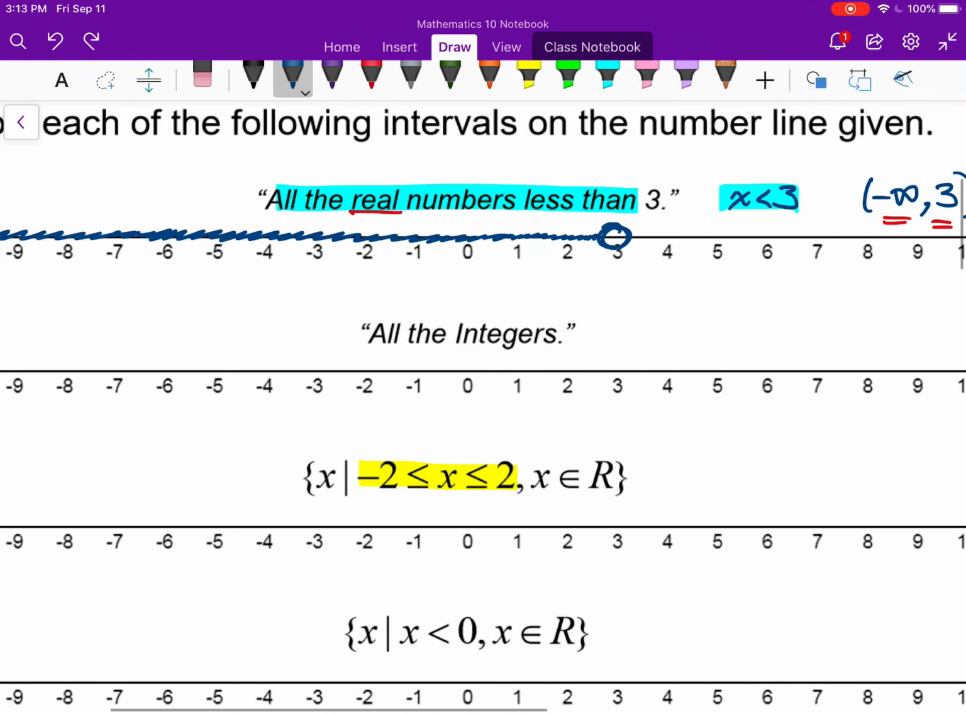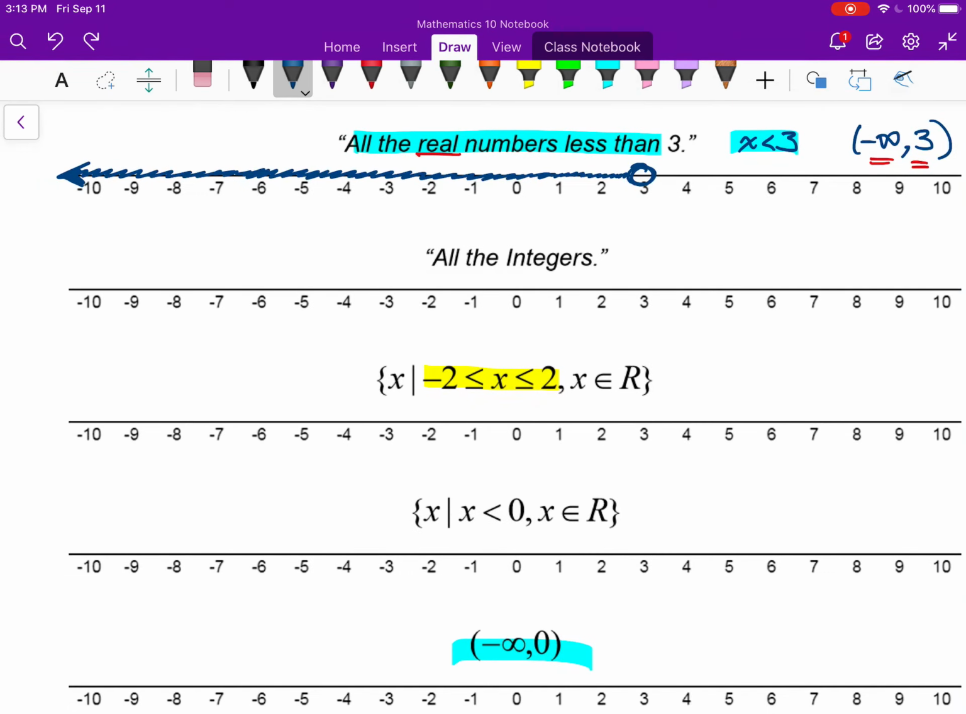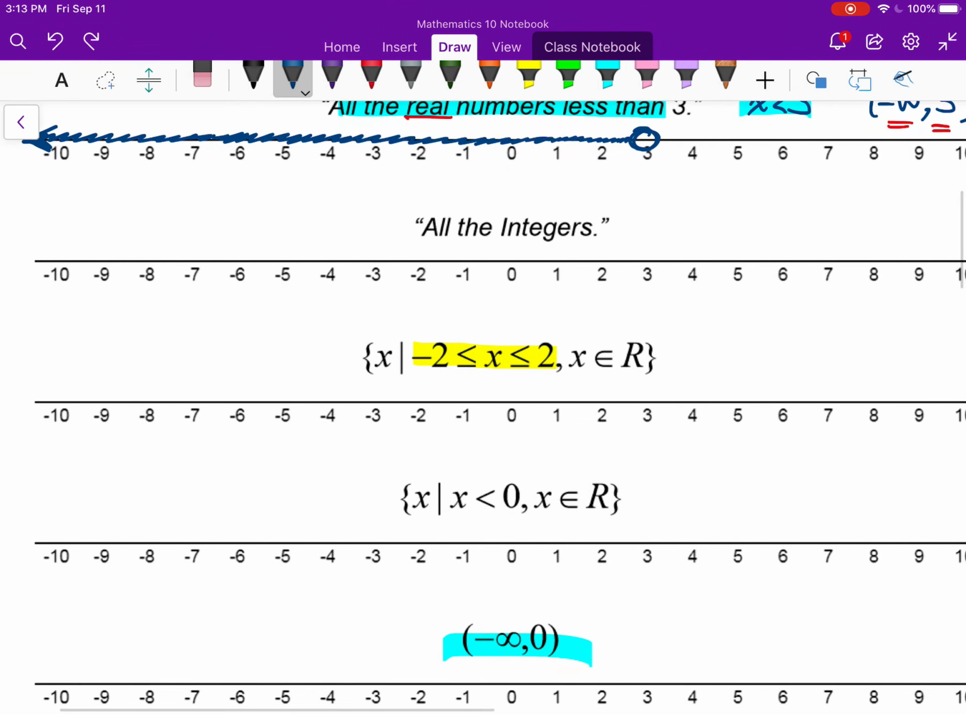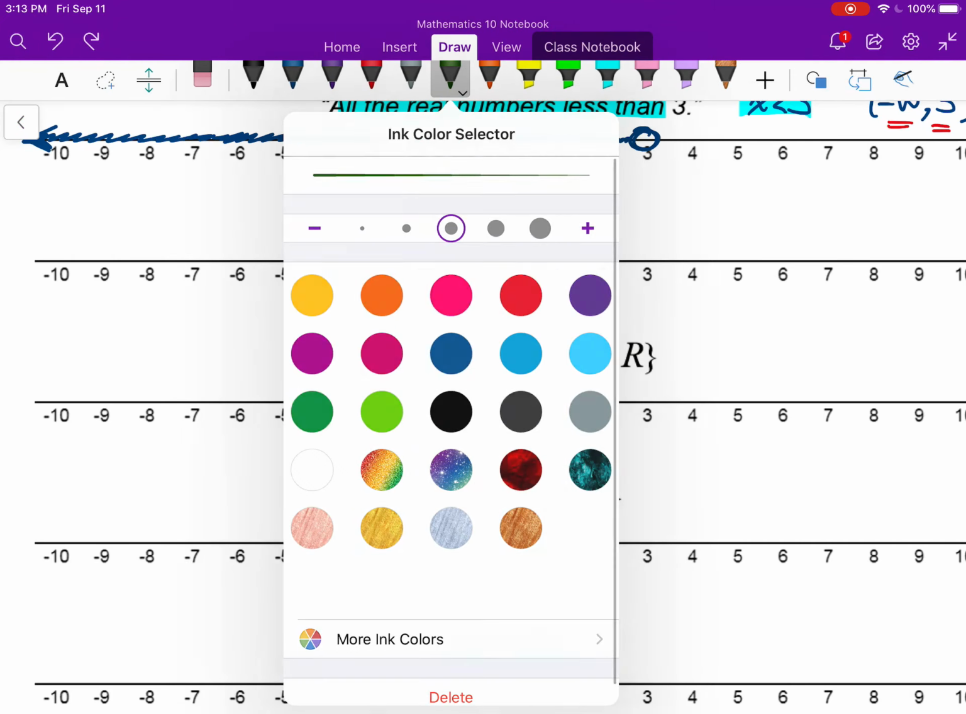All I really have to do for this first one was draw the number line. But next, all the integers. So integers are whole numbers, but they may be negative. So how do I show that on a number line? Let's pick a color. Green.